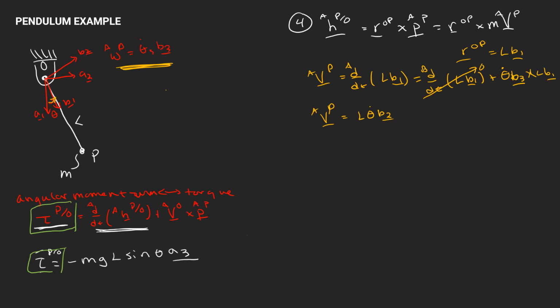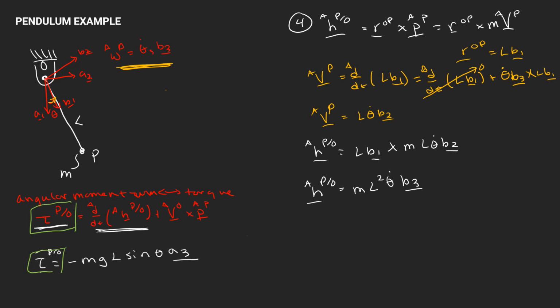So now we can plug these terms in order to get our angular momentum. So we have, again, our position vector L B1, and that's crossed with m times our velocity vector, so L theta dot B2. So we can write that as, take all the terms out, so we have m L squared theta dot, and then what we're left with is B1 crossed with B2, and that gives us B3.